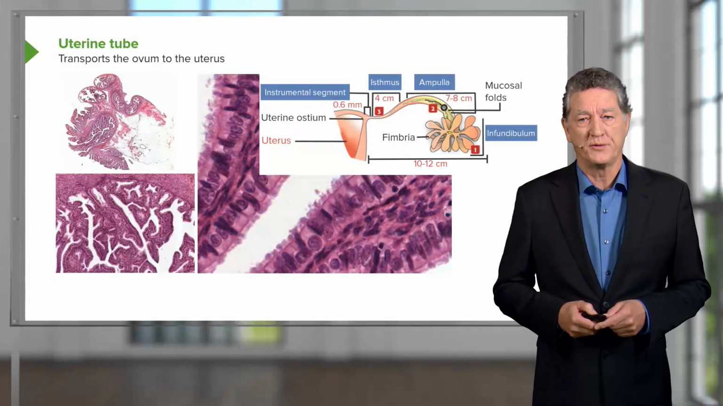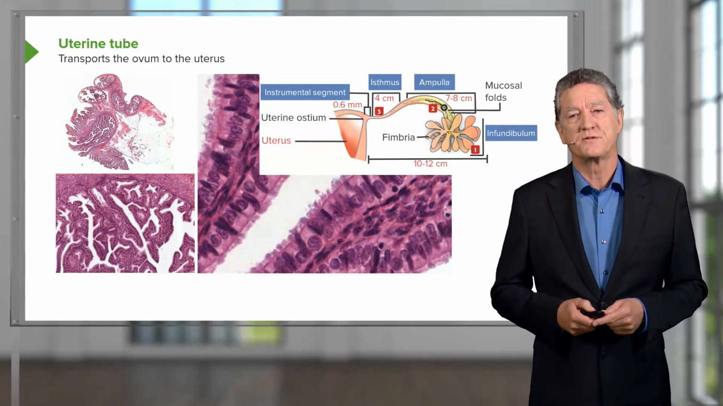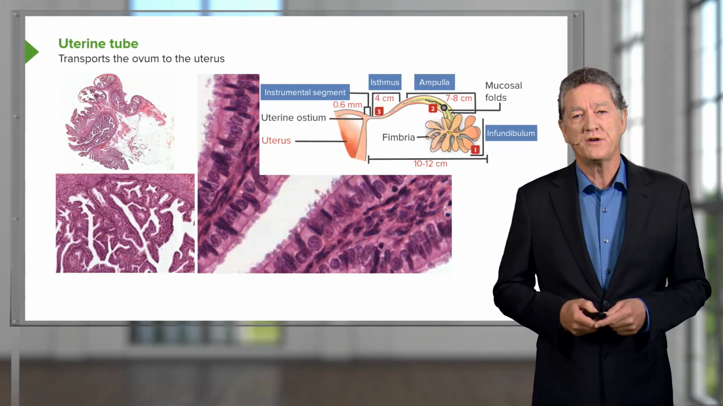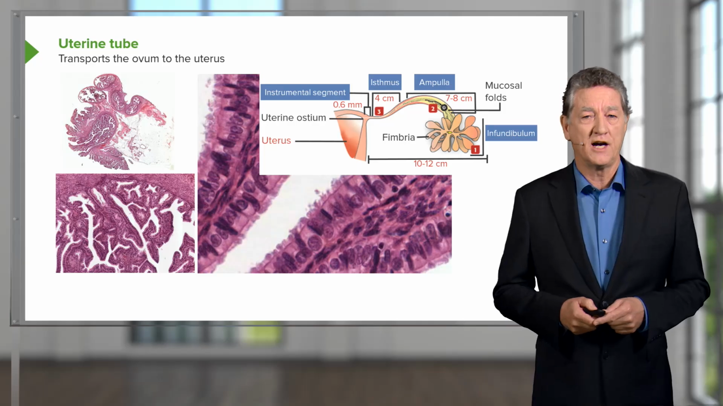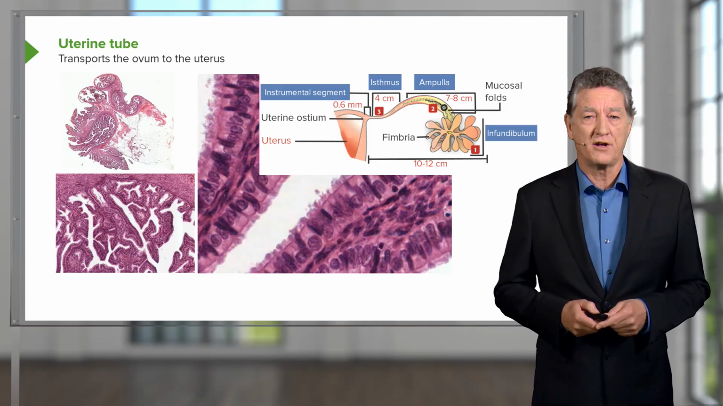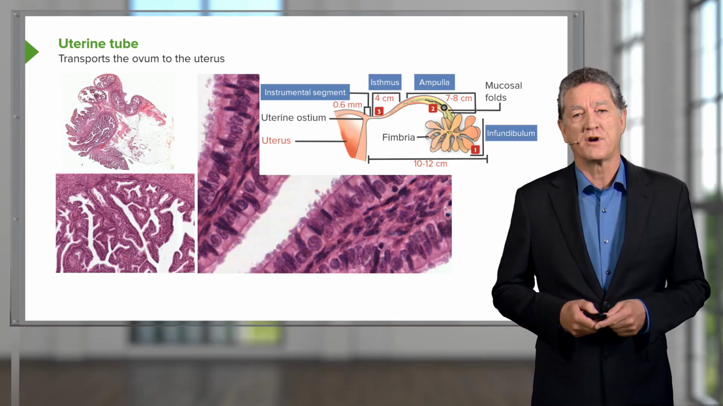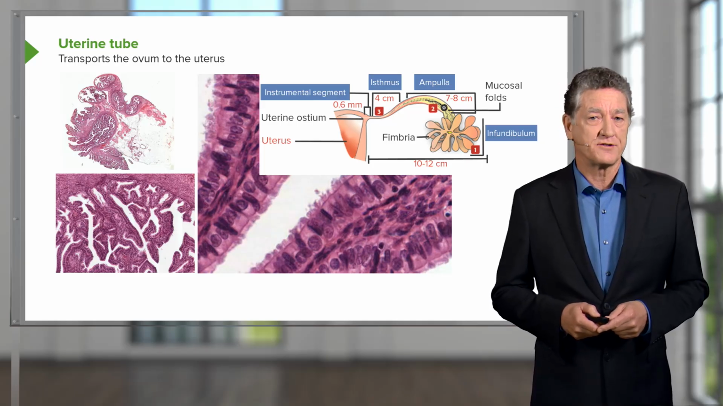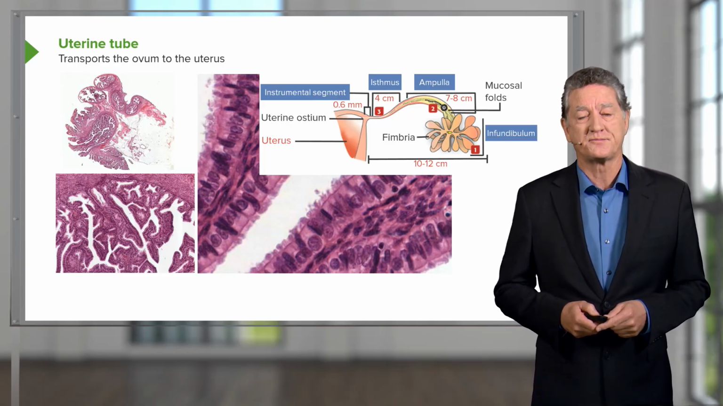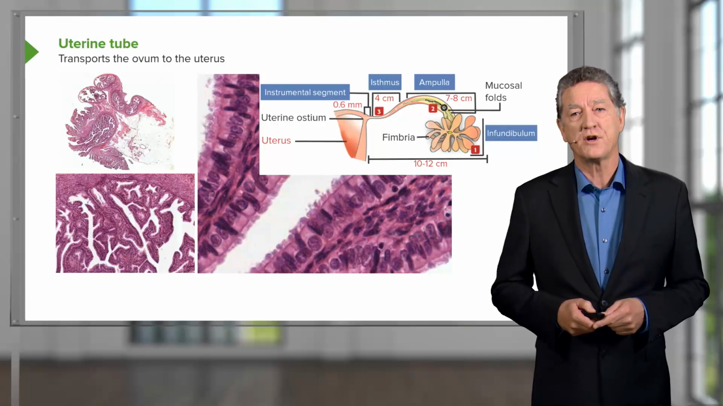The uterine tube is shown here on the diagram. It's between 10-12 centimetres long. Focus on the diagram, and then I will talk more about the histological structures of the uterine tube on the histological sections also contained on this slide. The uterine tube is divided into 4 different components.